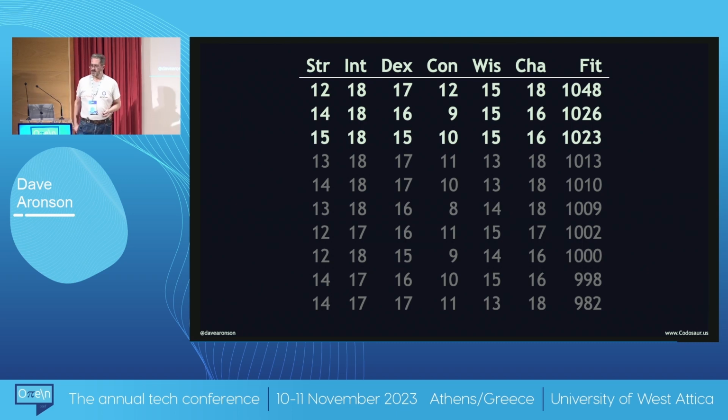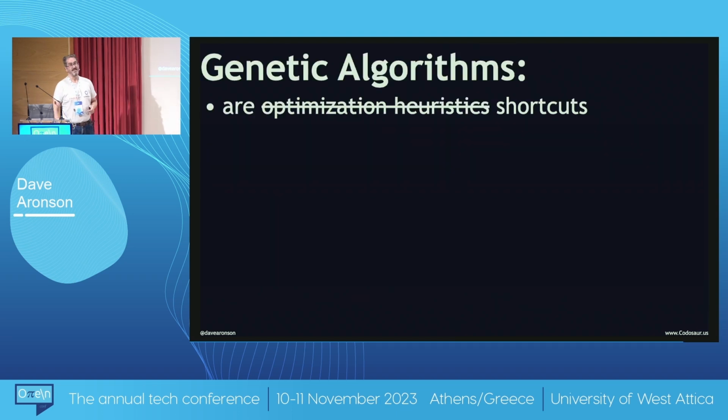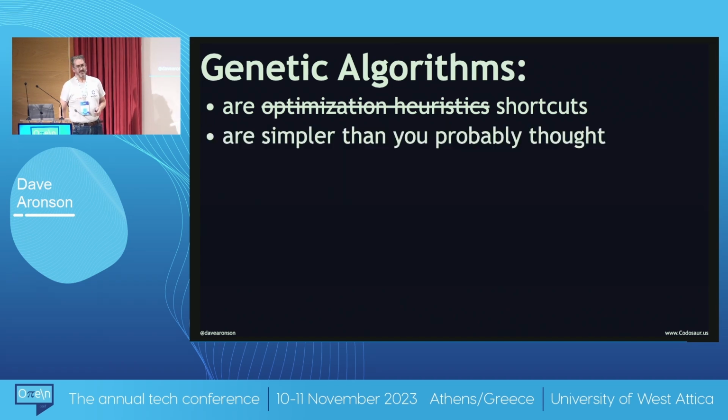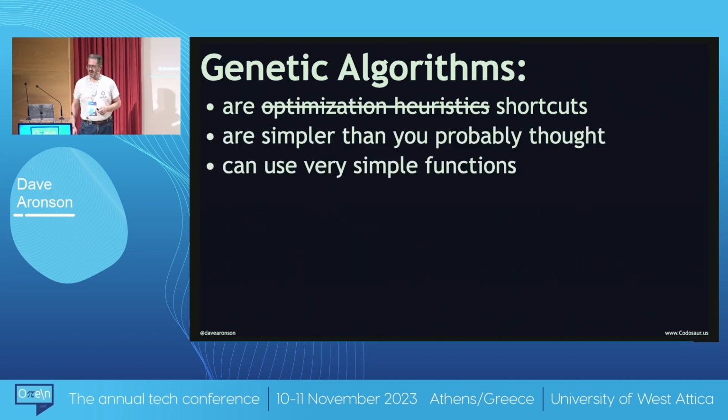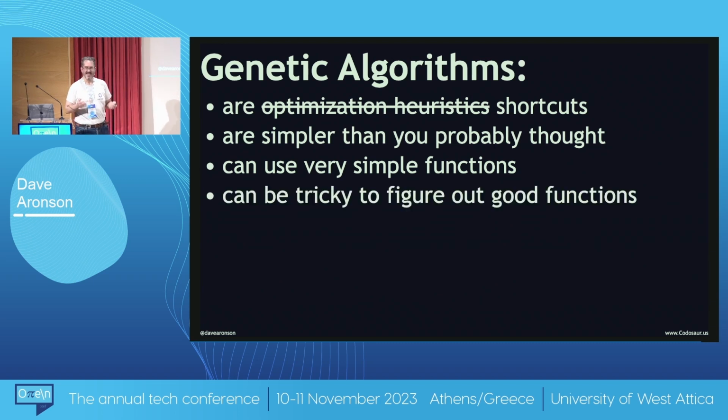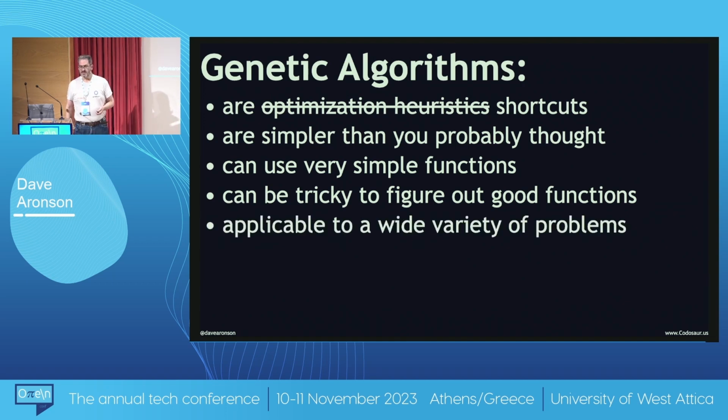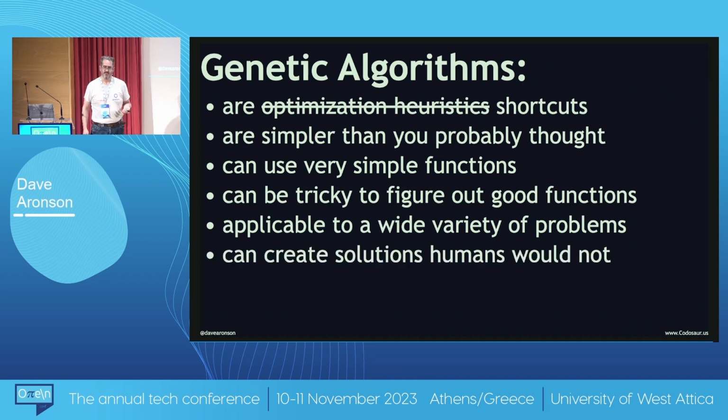And to recap what you've learned here today, genetic algorithms are optimization heuristics, which is fancy talk for shortcuts to find good enough solutions to a problem. They're simpler than you probably thought. They can use very simple functions, but it can be a little tricky to figure out exactly what those functions should do for best results. And this approach is applicable to a huge variety of problems, including many complex enough that a semi-random algorithm can come up with great solutions that we mere humans would never think of.